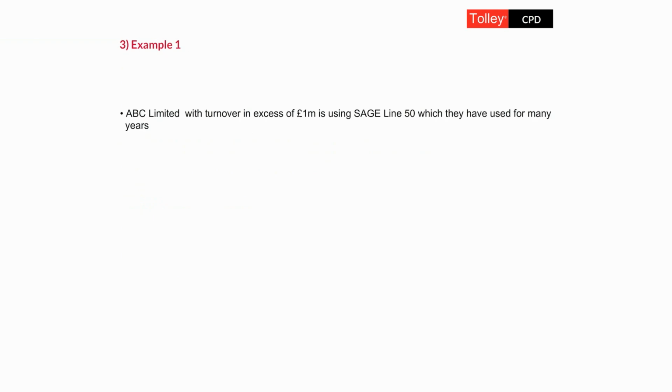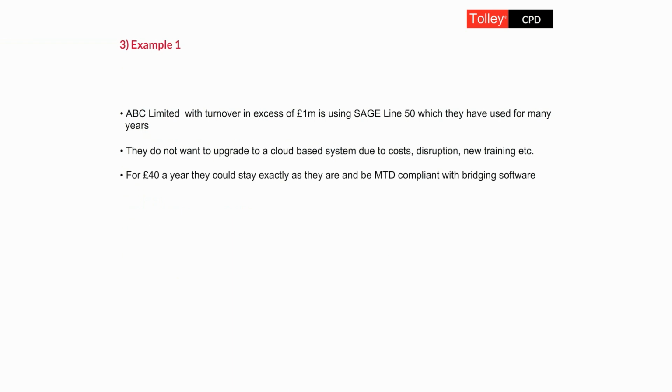Now, ABC Limited, with taxable turnover in excess of £1 million, is using an older version of Sage, let's say Sage Line 50. They've used it for many years. It's embedded in their system. They don't want to change it, because of cost, disruption, new training. They just want to stay as they are. For £40 a year, they could stay exactly as they are and be MTD compliant with minimal fuss.